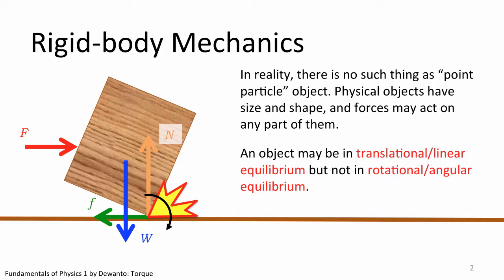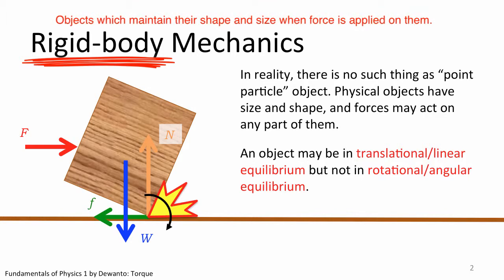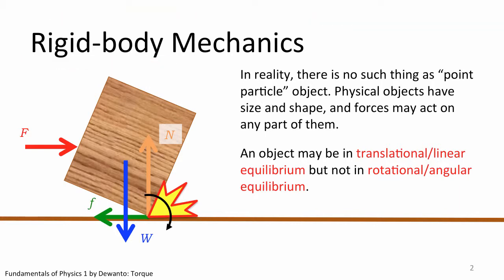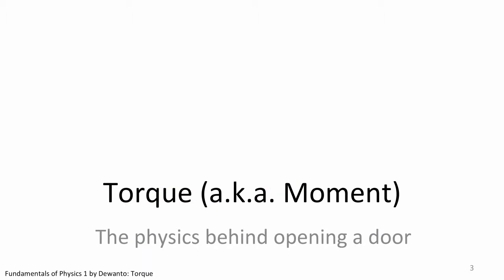To further simplify the discussion, we will only consider rigid body objects in this course. A rigid body means the shape and size of the object stay rigid regardless of the forces exerted. The applied forces do not deform the object. Now we need to come up with a more formal definition to describe this so-called rotational force. That formal definition is called torque, or for some of you who have learned this before, it also goes by the name moment.